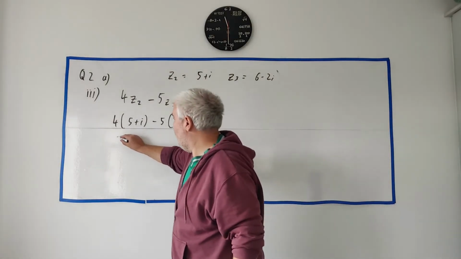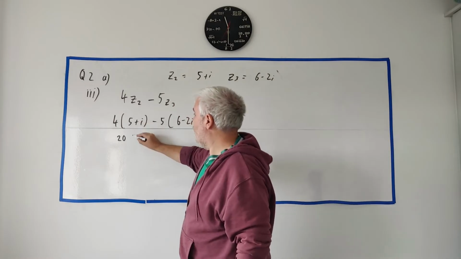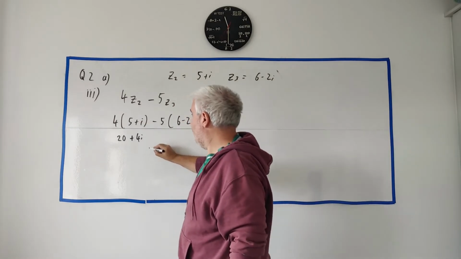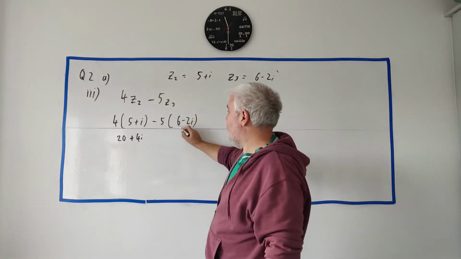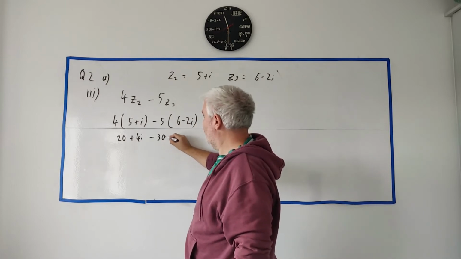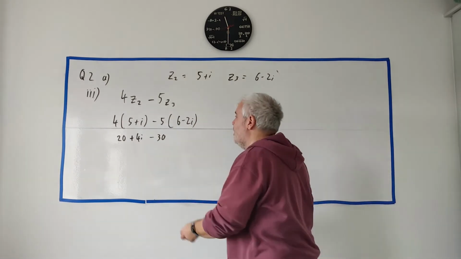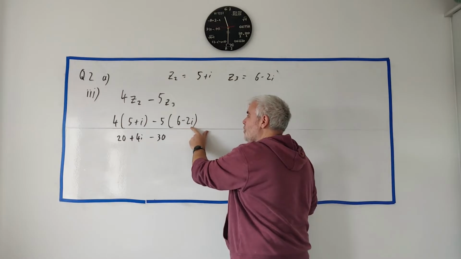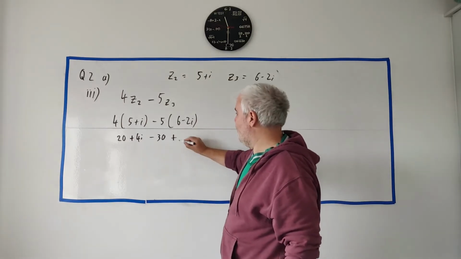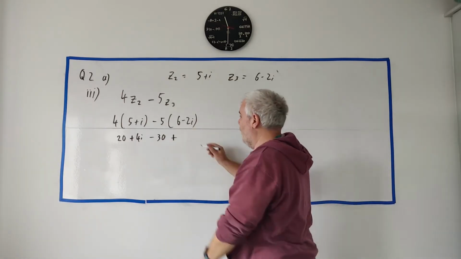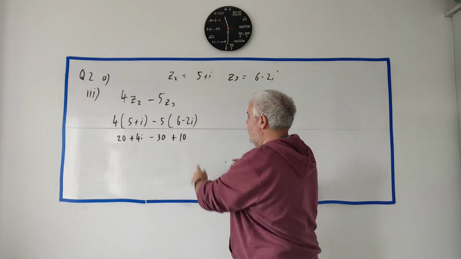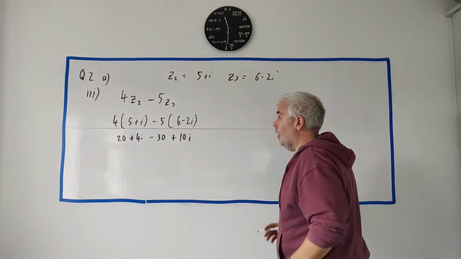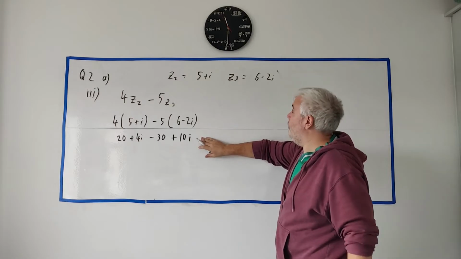4 multiplied by 5 is 20. 4 times i is 4i. Minus 5 times 6 is minus 30. Do not forget the minus. Minus 5 by minus 2: 2 minuses make a plus. 5 times 2 makes 10, and 10i. There's still an i there. That's what that simplifies down to.